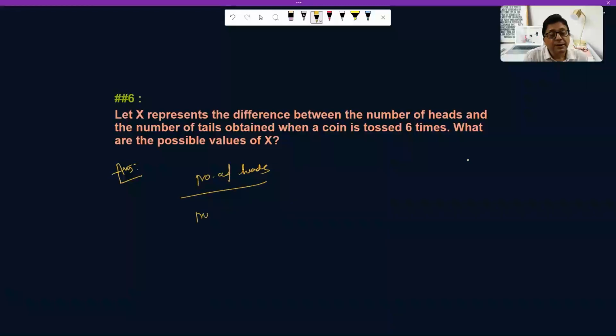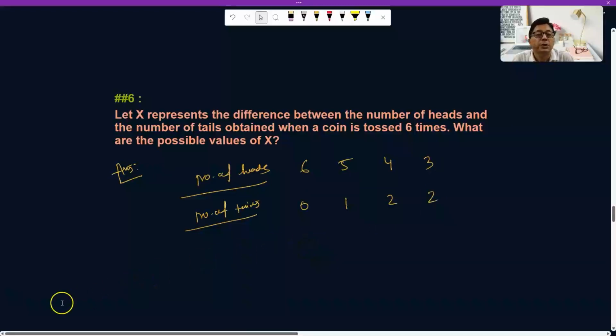You can get all 6 times heads only. So this may be 6, this one 0. You can get heads 5 times and number of tails once. You can get it 4 and then it is 2, 3 and then 2. Okay? No, it will be 3.